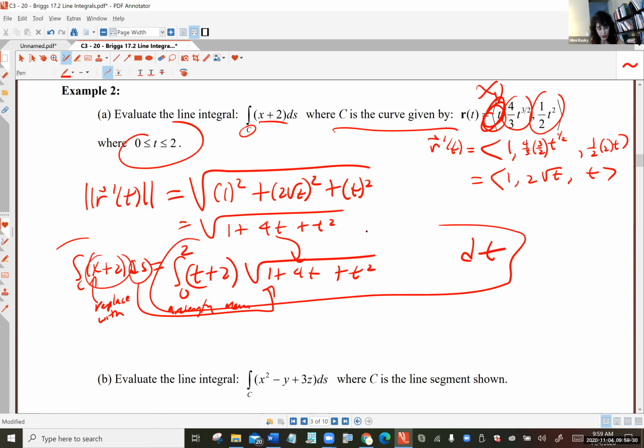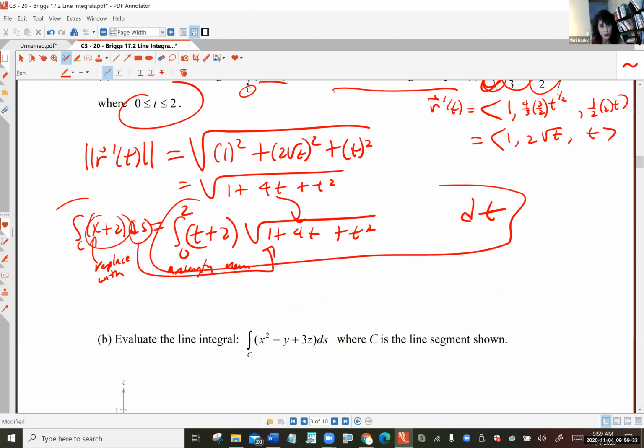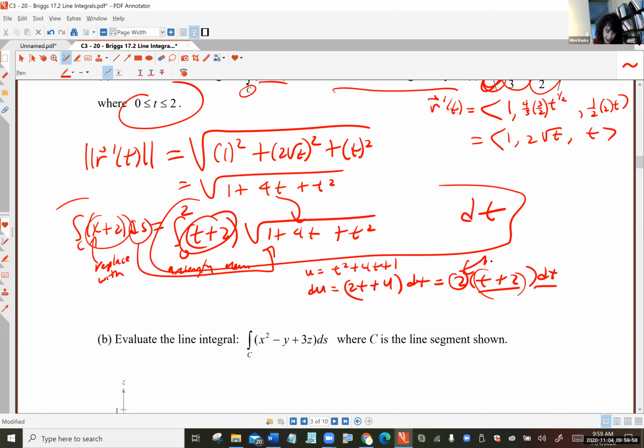Is that even integrable? It turns out it is, using the power rule with u sub. It isn't always. Sometimes you have to get your calculator involved. So if you let u be what's underneath the radical, t squared plus 4t plus 1, du is 2t plus 4 dt. But if you factor out a 2 from 2t plus 4, the good news is the t plus 2 is already in the integral. That's good news. The only thing I need is a 2. So I can put 1/2 in, provided I divide 1/2 out. Now it looks like 1/2 square root of u du. And you know the drill.